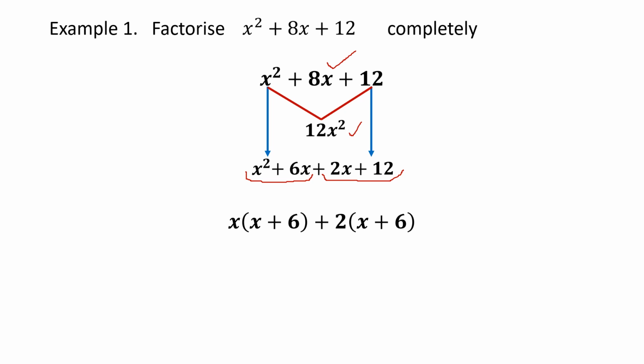Then the next thing is to factor out the highest common factor. We now have the new highest common factor, which is x plus 6. This is the new highest common factor. So let's take out x plus 6. We remain with x plus 2. So we are going to take out x plus 6, and we remain with x plus 2 like this. So we've factorized this one completely. Right, let's move on to our next example.